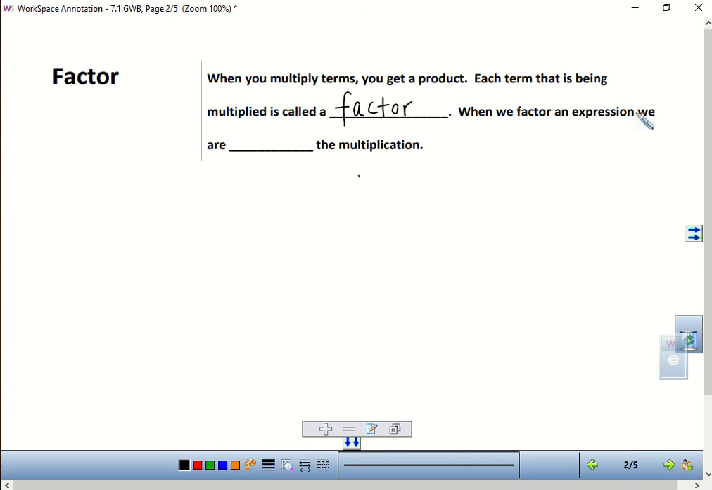And when we factor an expression, we are undoing the multiplication. So we're basically doing multiplication in reverse. In a way, we're going to be using some aspects of division as well. So those are the two blanks, factor and undoing. Everybody got that down? Not yet.